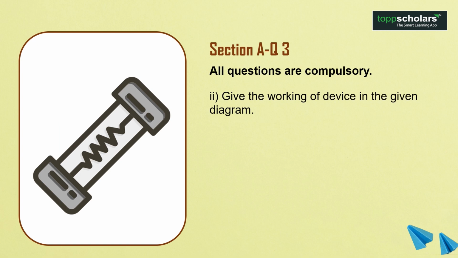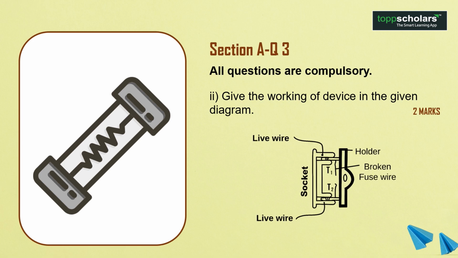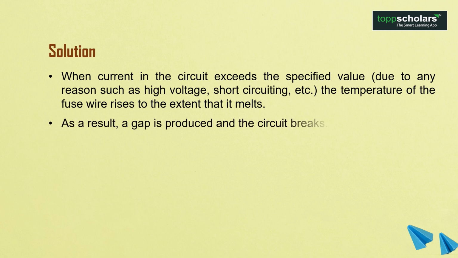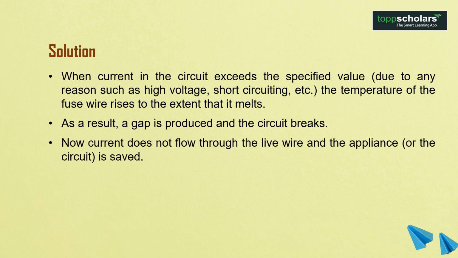Let's have a look at the second question of section A, question 3. Give the working of the device in the given diagram. The diagram is already given. We are supposed to give the working of the device. If you see the figure, we are supposed to give the description for this. When current in the circuit exceeds a specific value due to any reason such as high voltage, short circuiting, etc., the temperature of the fuse wire rises to the extent that it melts. As a result, a gap is produced and the circuit breaks. Now current does not flow through the live wire and the appliance is saved. We can also call the appliance the circuit here.